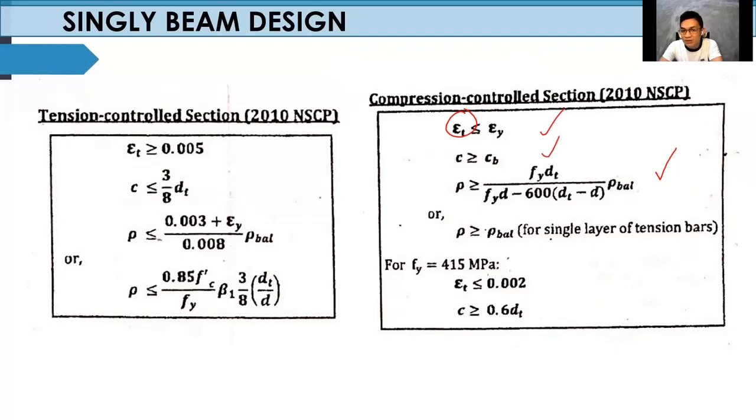So, rho natin must be greater than or equal to our rho balance. Diba? Fy natin is 415 MPa yung gagamitin natin. Then, yung ating epsilon T must be lesser than 0.002 and C natin must be greater than 0.6 ng ating d or yung ating effective depth.